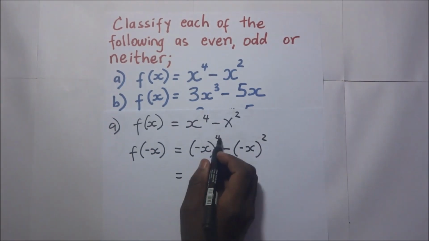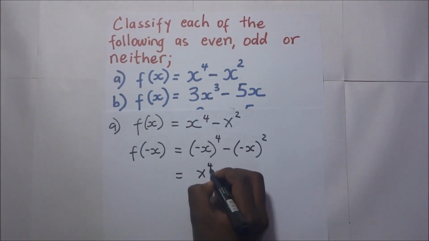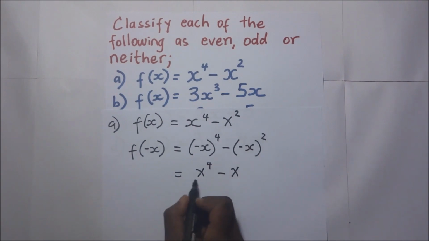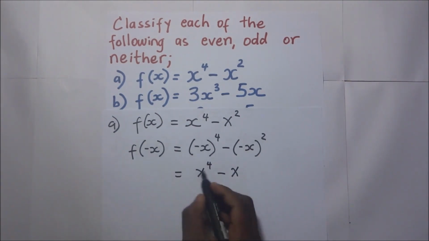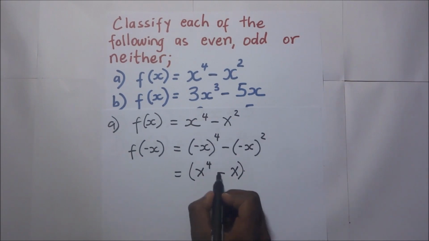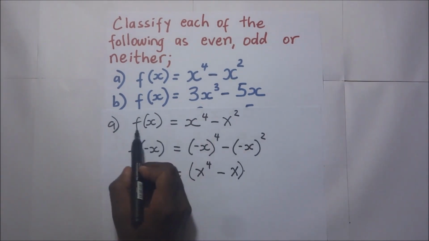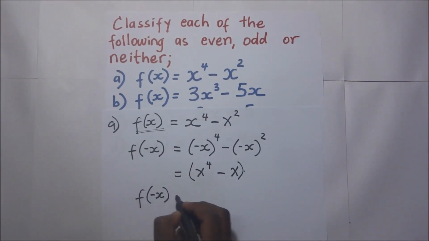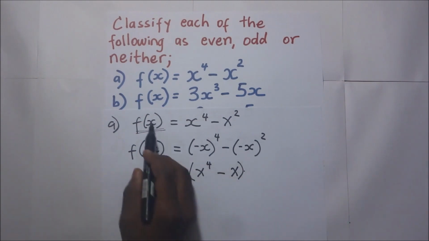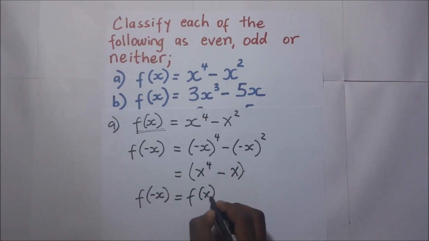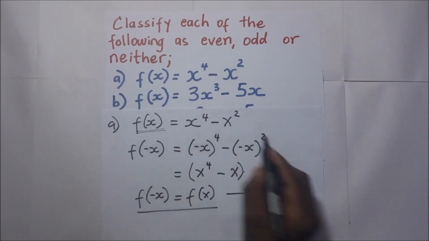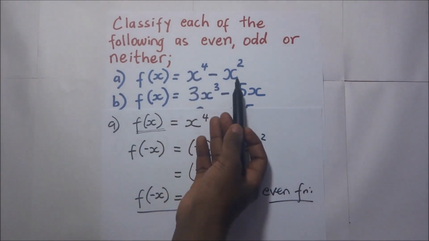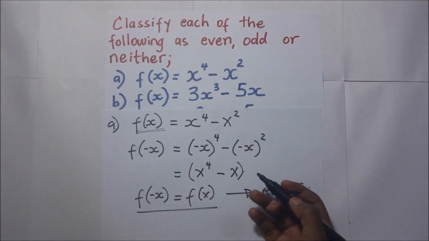And of course, negative x to the power 4 is still going to give us x to the power 4, minus negative x to the power 2 is still giving us x squared. So you realize that when we plugged in a negative, it still gave us x to the power 4 minus x squared, which is f of x. In other words, when we plugged in f of negative x, it produced f of x. So this means that this is an even function. That is how we arrive at that conclusion that part A is an even function.